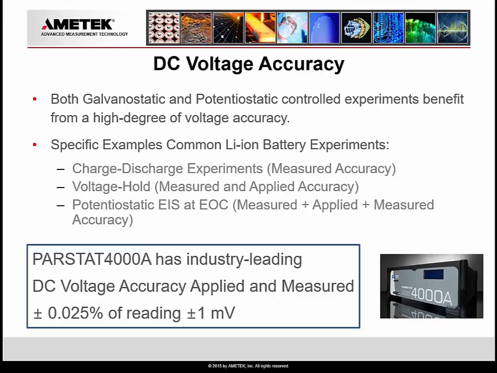So now I apply a voltage and measure it back. And so now I've got two sources of error. So you can see those sources add together, and so it's even more important for an accurate DC voltage measurement. And then when we get to impedance analysis, and I'll talk about it in the next section, when we do potentiostatic EIS in particular and define that versus an open circuit value, now I've got three different sources of error associated with my ability to measure DC voltage accuracy.